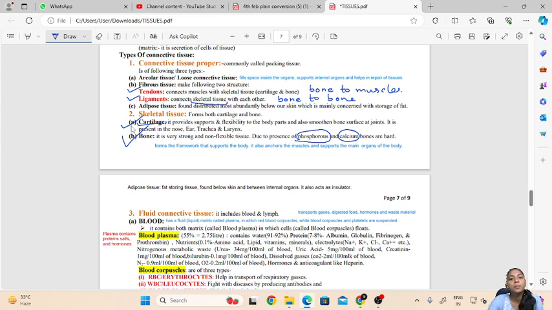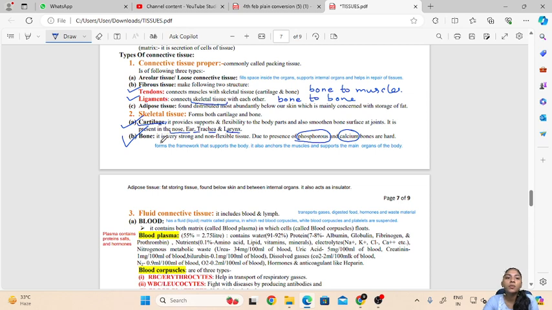Now it is mainly present at the nose, ear, trachea and larynx part. As we know, we can bend this part of the nose because of the flexibility of cartilage. Similarly, we can bend our ears a bit because of the presence of cartilage.